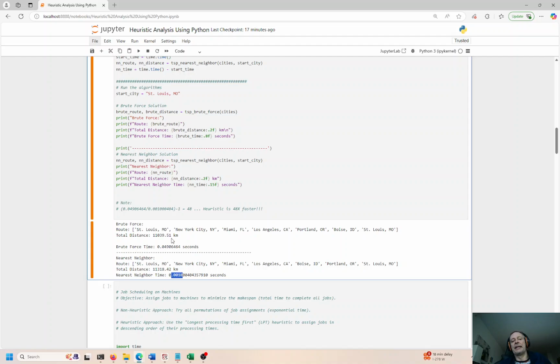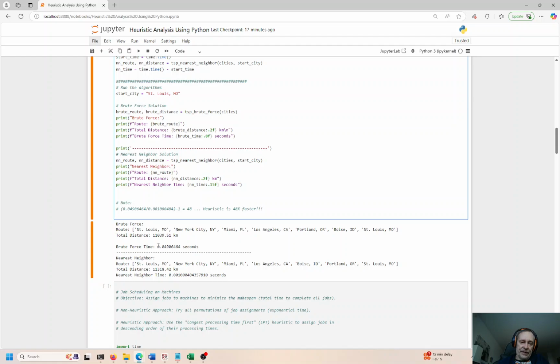So in reality, we would probably do the calculation using a heuristic and maybe do the actual route planning using a brute force method, because this is about 300 kilometers shorter, right? So it's less distance for the traveling salesperson when they're driving around, moving from point A to point B. So this path is a little bit shorter, but the computation time is magnitudes faster, right? 48 times faster to do the nearest neighbor than the brute force method, right?